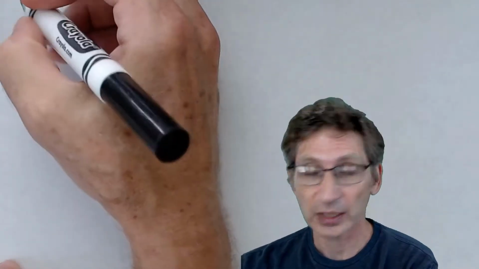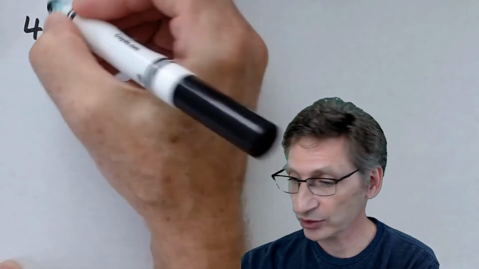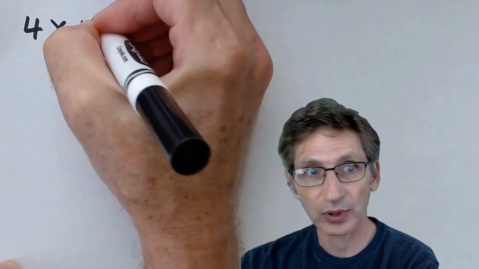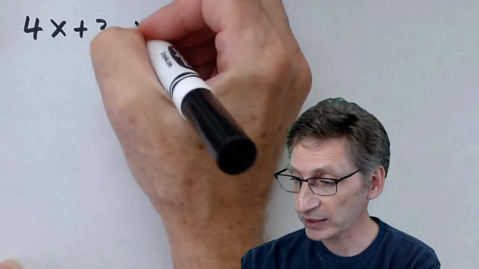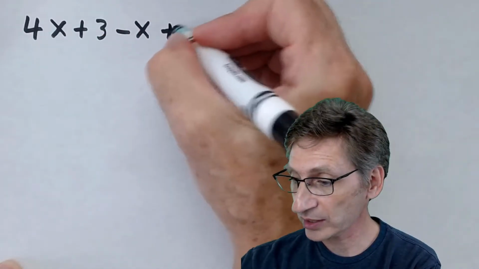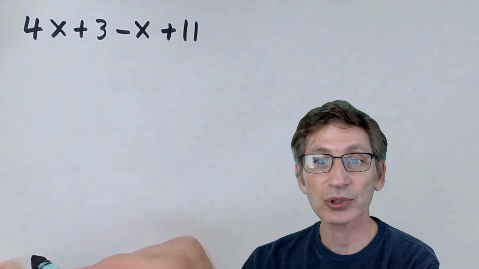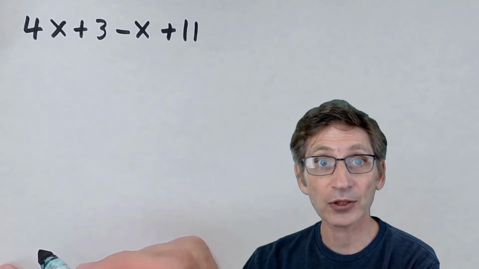Sometimes we need to identify parts of expressions, especially if we are going to simplify them by combining like terms. So let's take a look at a short algebraic expression, identify the pieces in it, and simplify it by combining like terms. If we have an algebraic expression that looks like 4x plus 3 minus x plus 11, we will start by identifying the terms.